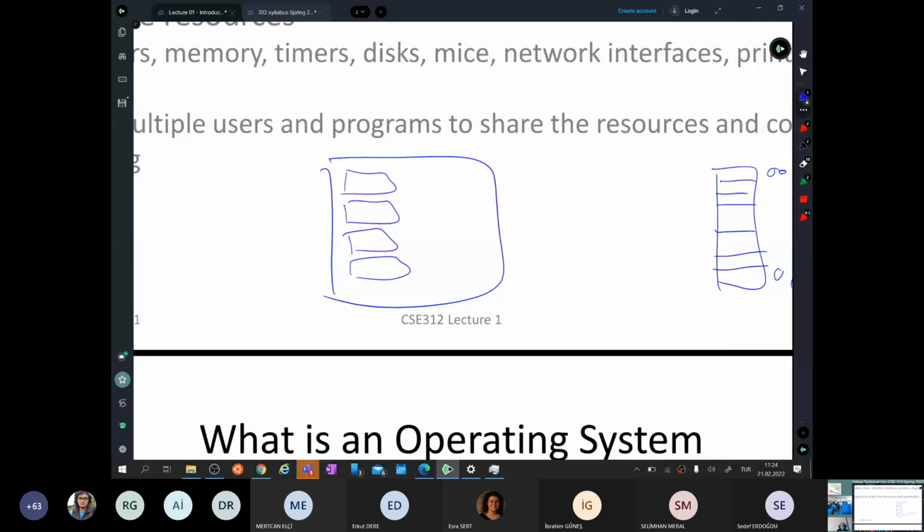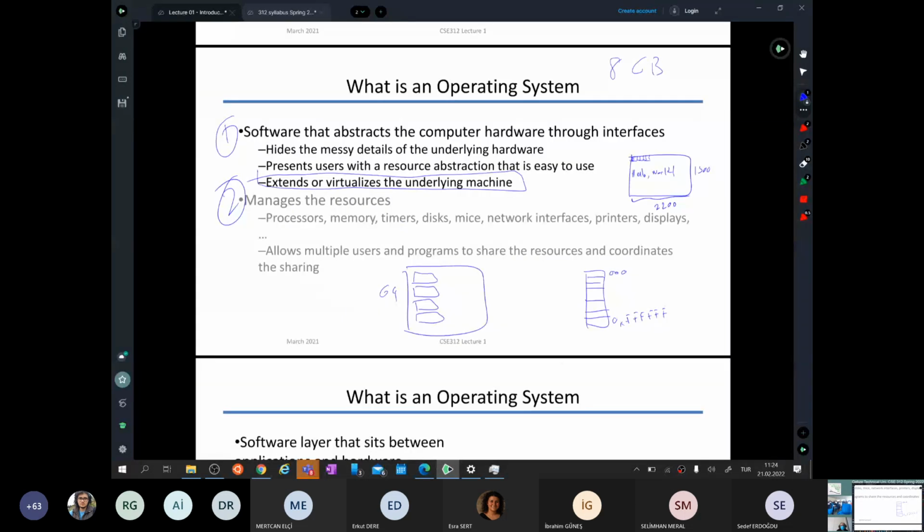But I virtualize this CPU into something where each process thinks that they have their own CPU and their own memory, okay? The same thing with the network adapters, the same thing with the screen, the same thing with the file stuff. So extending and virtualizing the underlying machine is something that we need in our modern computer engineering professional life, and the operating system does this for us.